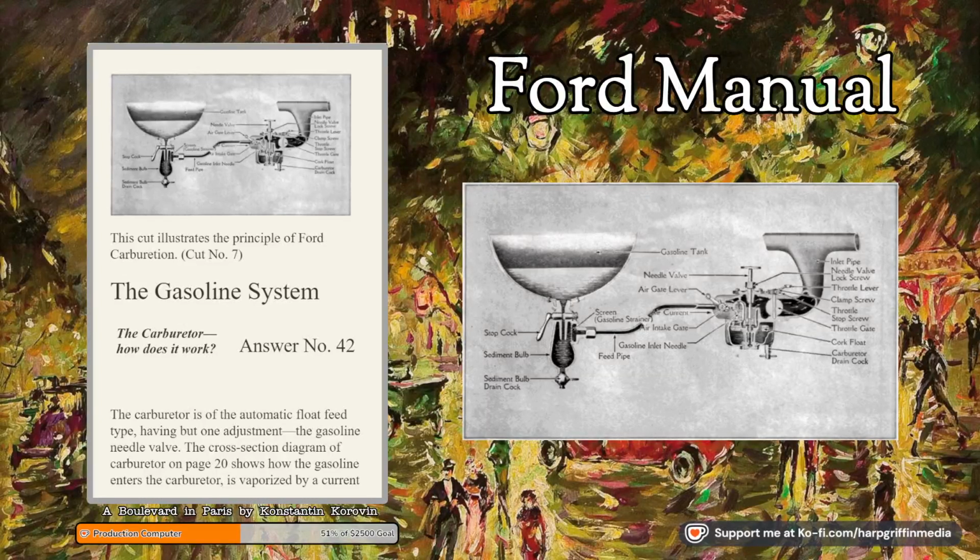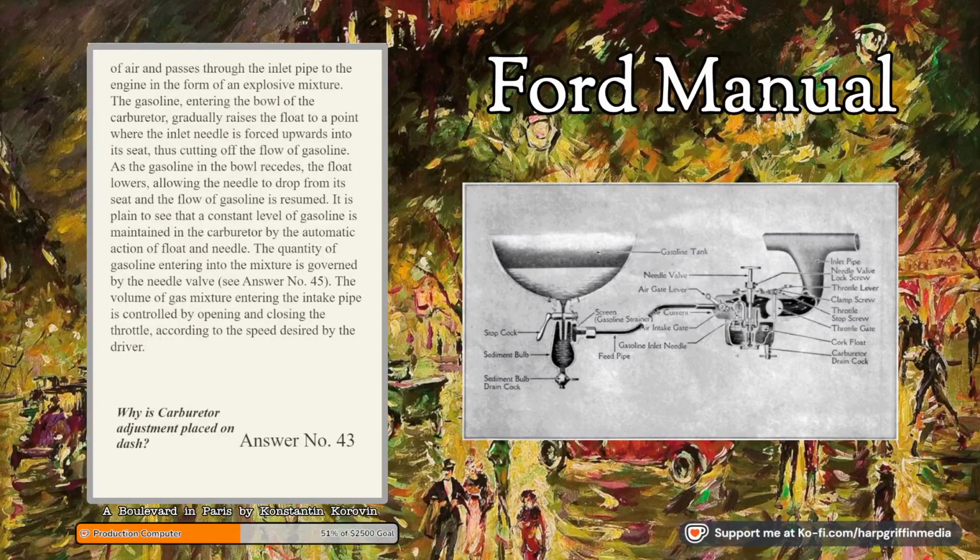The cross-section diagram of carburetor on page 20 shows how the gasoline enters the carburetor, is vaporized by a current of air, and passes through the inlet pipe to the engine in the form of an explosive mixture. The gasoline entering the bowl of the carburetor gradually raises the float to a point where the inlet needle is forced upwards into its seat, thus cutting off the flow of gasoline.